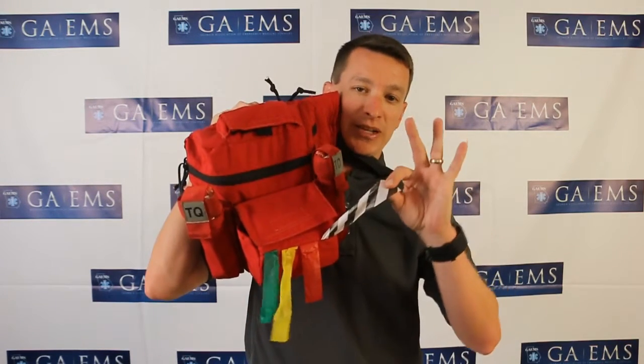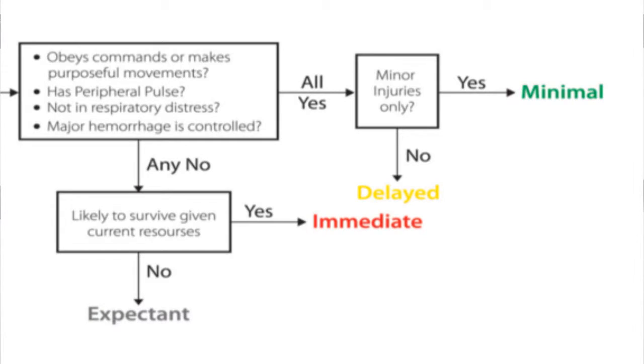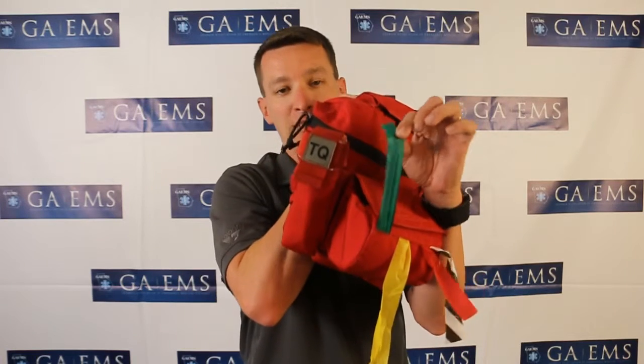If the patient is not expected to live with the amount of injuries they have and the resources you have on scene, you would need to apply an expectant tag to their wrist or to their ankle so other rescuers can see it. If you believe that the patient can survive given their injuries and the resources you have on scene, then they are an immediate red tag. If you are able to answer yes to all 4 questions, then you need to assess if the patient has minor injuries only. If the patient does not have minor injuries only, they are a yellow tag, a delayed tag. If you are able to answer yes to those 4 questions and they have minor injuries, then they are a minimum green tag.